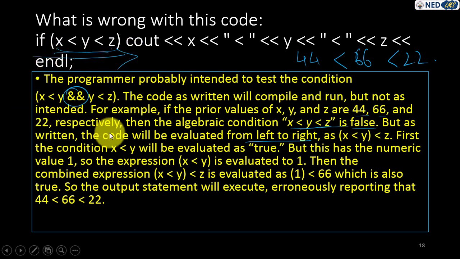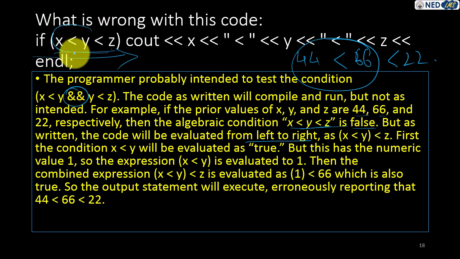So first, the condition x is less than y will be evaluated as true, because 44 is less than 66. So the answer for this condition would be 1 or true. Then 1 less than 22, the value of z, is also false, but here it is treated against 66 and so it is true. So the output statement will execute, which is an error, saying that 44 is less than 66, then less than 22.